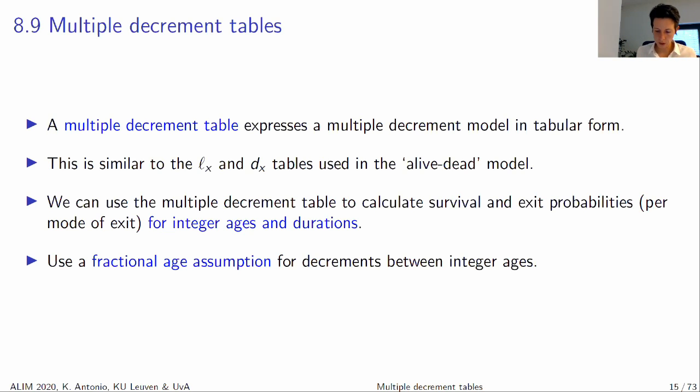There is one extra thing we should mention here, and that's the concept of a multiple decrement table. A multiple decrement table is going to summarize our multiple decrement model in a tabular form, just like a life table is doing with the alive-dead model. What we're going to do here is calculate survival and exit probabilities for integer ages and durations. If you want to do some calculations in between two integer ages, then you should use some fractional age assumption, like we've been doing in one of the first classes, in order to do calculations for non-integer ages.